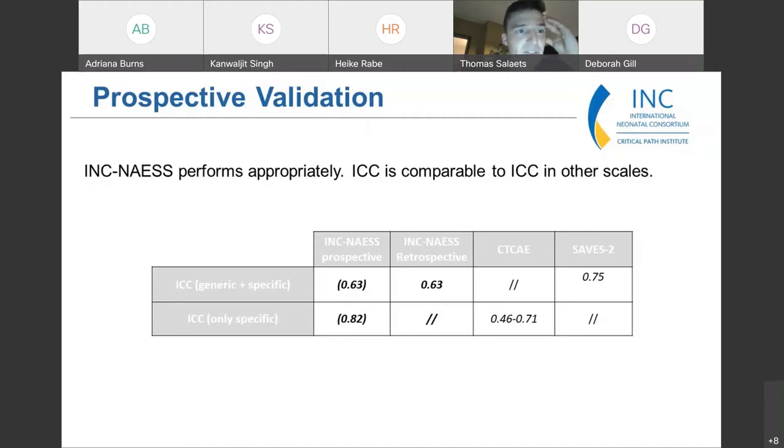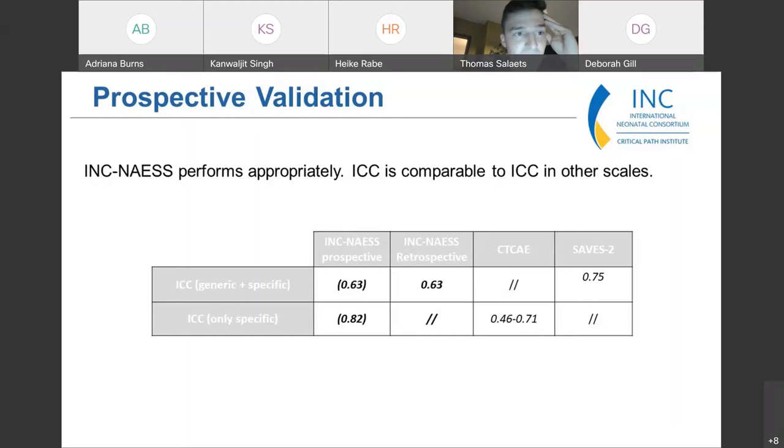What you can see here in the left column are the ICCs, first for all criteria, and then below for only the specific criteria, so excluding adverse events for which we don't have specific criteria yet in the first version of our tool. You can see moderate to good reliability if you only look at the specific criteria in our prospective study, comparable to the retrospective study. There we didn't split up specific and generic, which was one of the issues the observers mentioned. We also included a training module in this prospective validation to accommodate the remark we got from the retrospective validation.